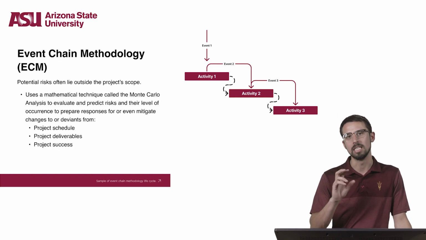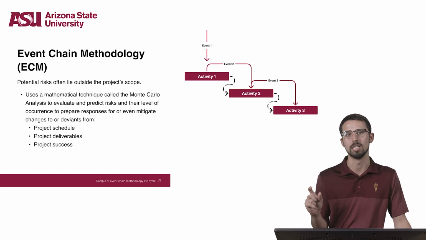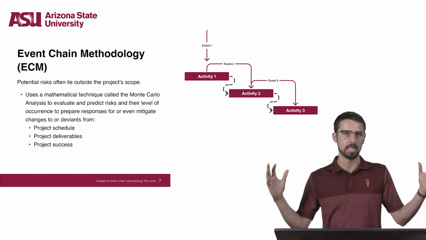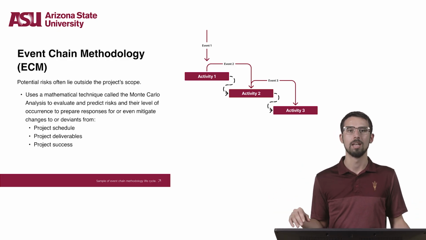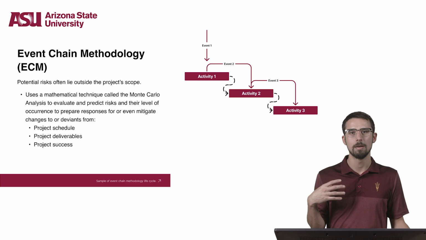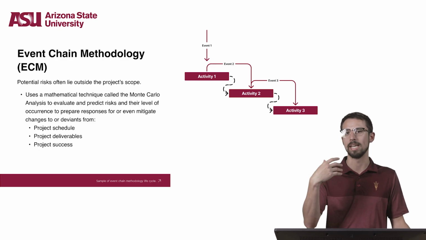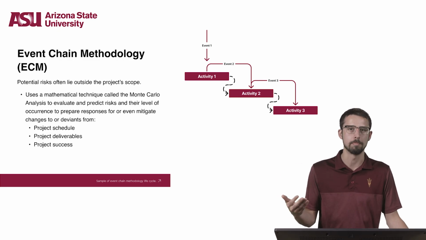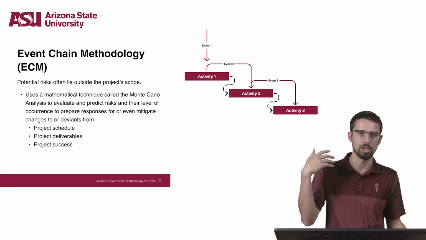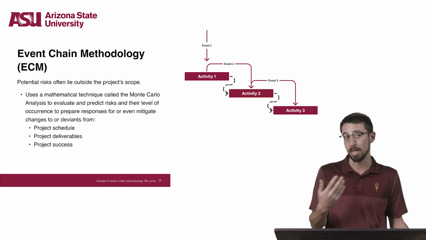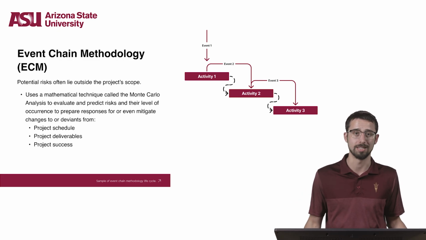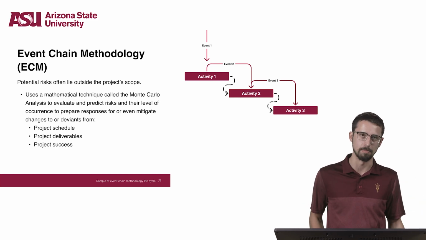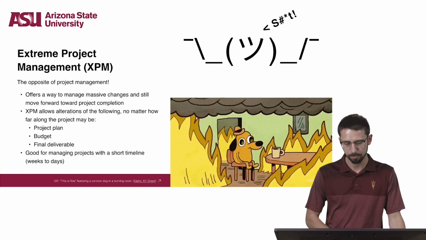And the underlying idea behind event chain methodology is that the potential risks often lie outside the project's scope. It's essential to prepare for these risks and plan your actions and responses. Unexpected events will always impact your project schedule and your project's deliverables, but they also could affect the entire project's success. So planning around those is really important. That's what event chain methodology, or ECM, does.